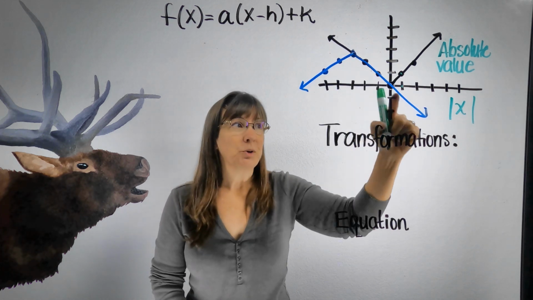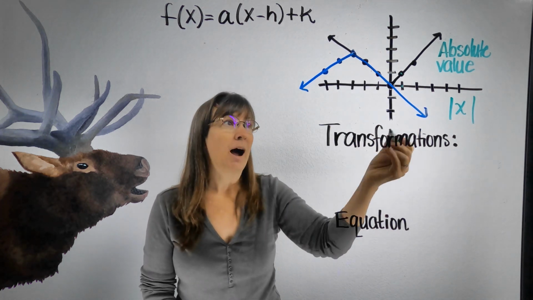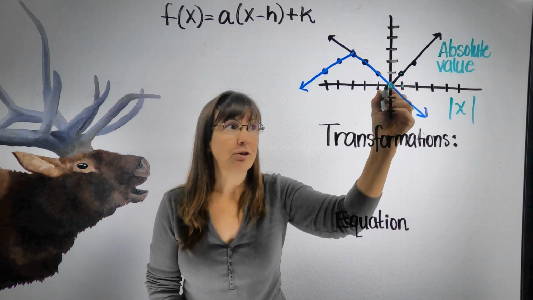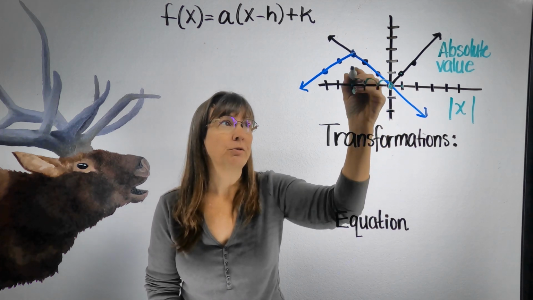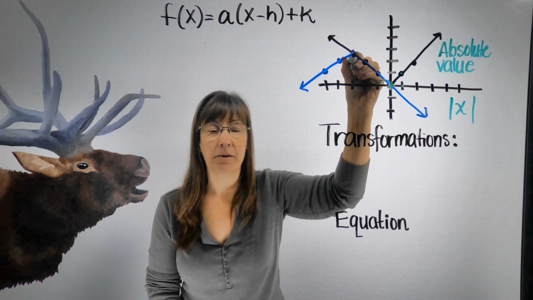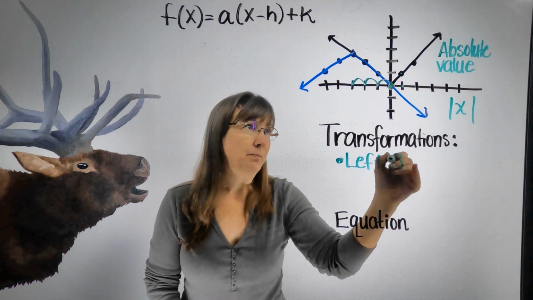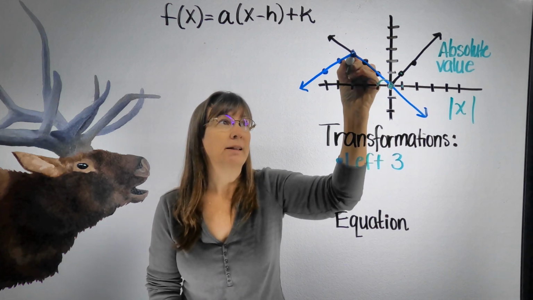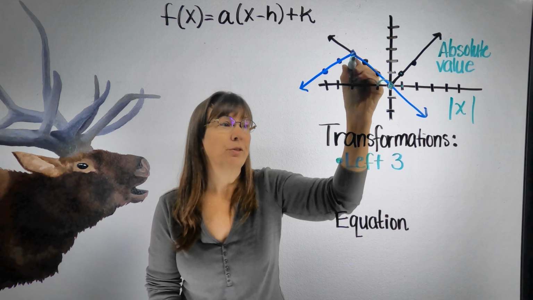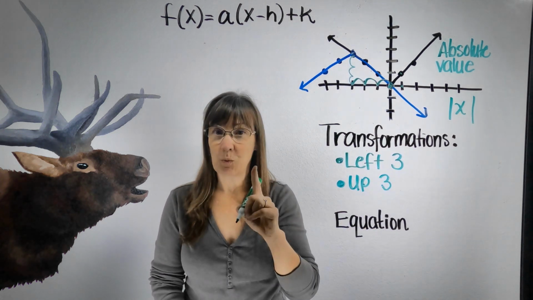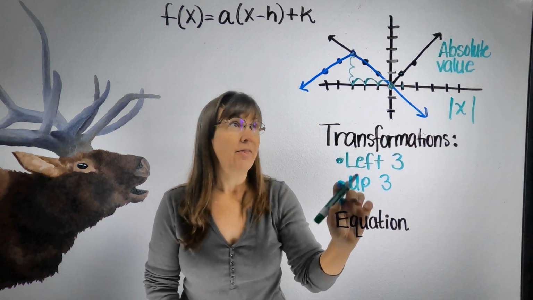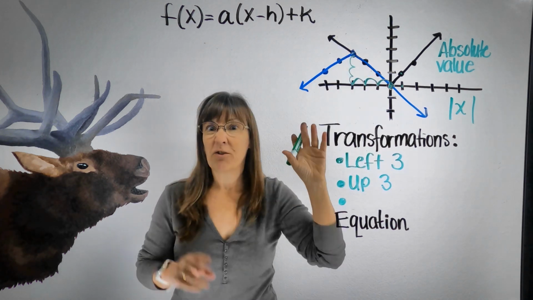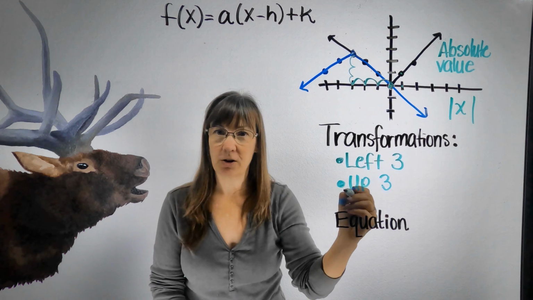My transformations, we're going to be looking at this blue graph. I see that the vertex has moved to the left 3. 1, 2, 3. Our vertex is sitting right here now. Then it moved up 3. 1, 2, 3. That's where it's sitting. There's one more transformation, and that's going to be the reflection across the x-axis. We can tell that it's been flipped, if you will. So reflection across the x.